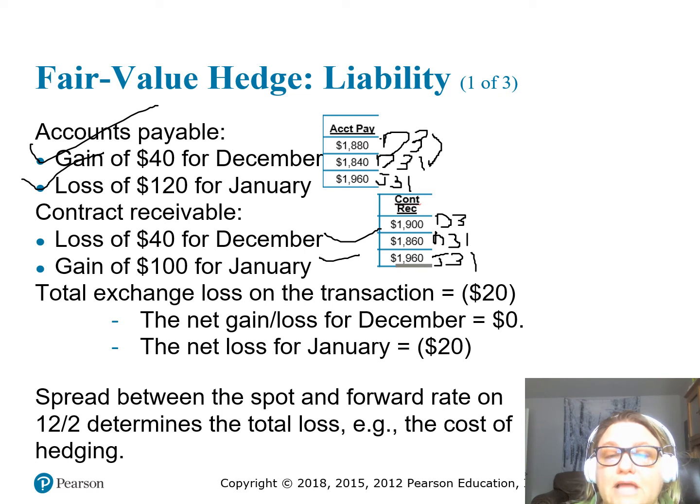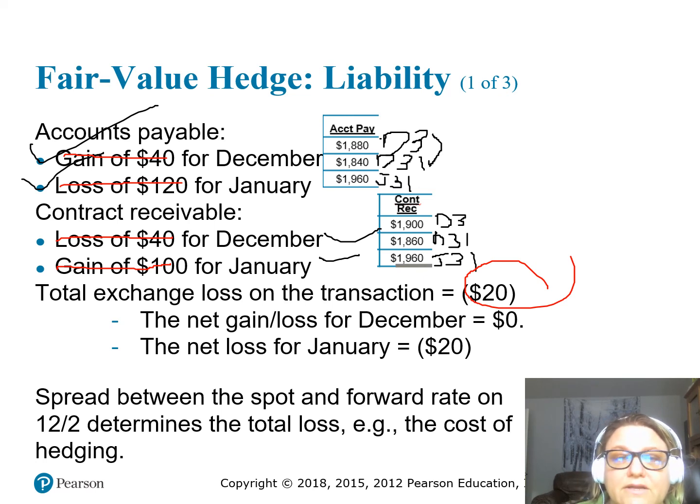So the total loss and gain on the transaction, the losses and gains on payables and the losses and gains on receivables, you can just see that they cancel out. If you wanted to look at them side by side, here's a gain of 40, here's a loss of 40, here's a loss of 120, here's a gain of 100. So the difference is $20 right here. So the net gain in December is a wash.